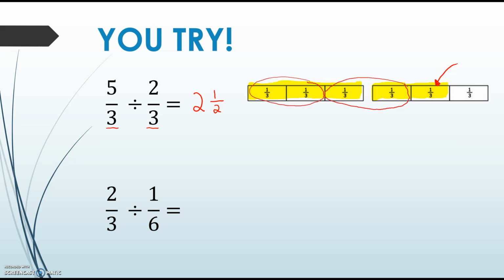The next problem, 2/3 divided by 1/6. Take a minute to pause and see if you can do this problem, and then check to see if your answer is correct. So my model here is highlighting 2/3, but now I need to divide this up into groups of size 1/6. And I don't see those size pieces here yet on my model. So what I'm going to do is divide this further. If I cut each of these thirds in half, I now have 6.